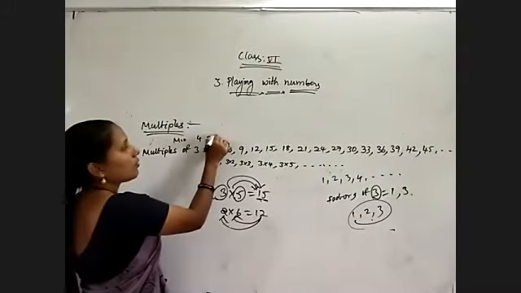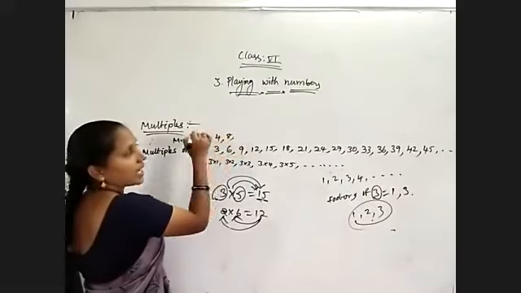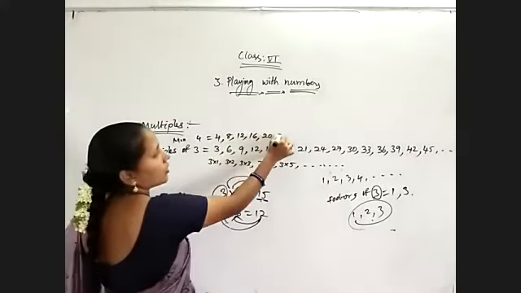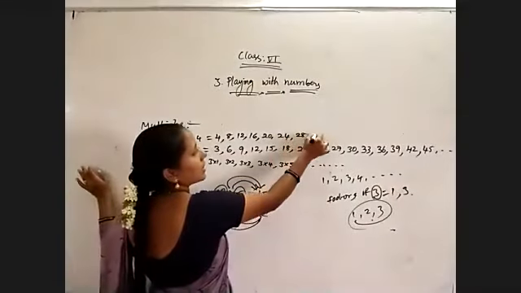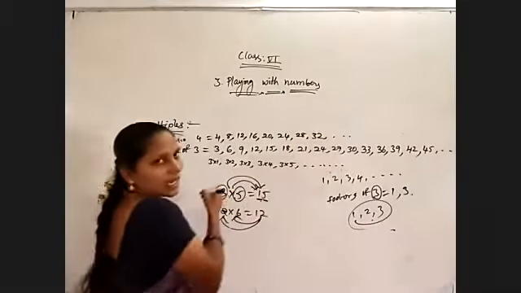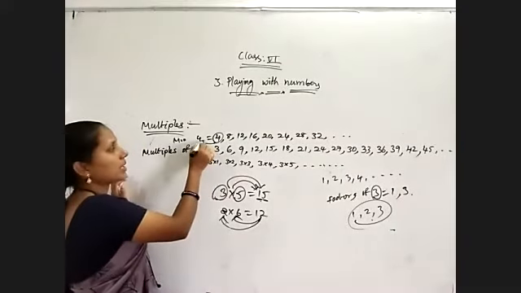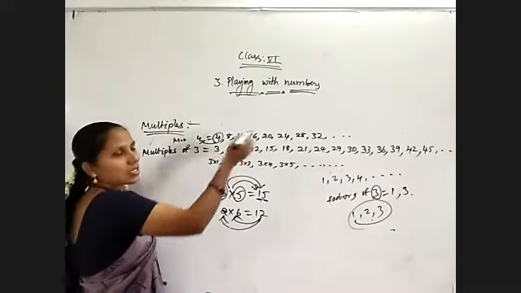4 ones are 4. 4 twos are 8. 4 threes are 12. 16 and 20, 24, 28, 32 and so on. Like this we will get, yes or no? What is the smallest multiple of 4? That number itself. And there is no greater multiple.